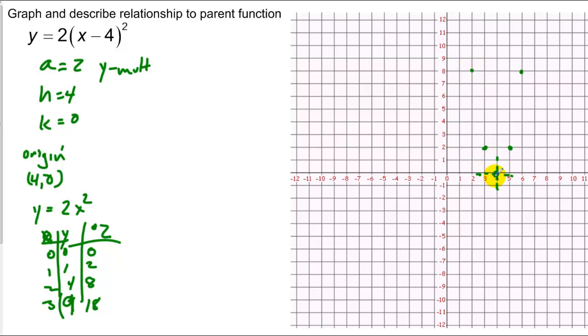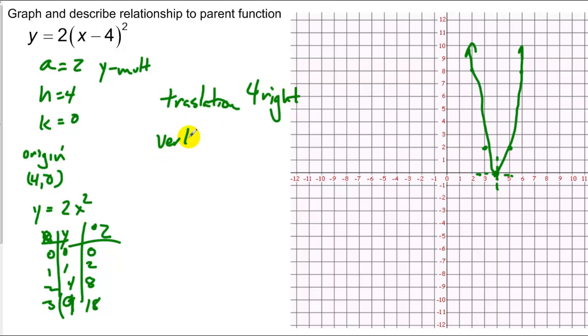So you'll see that this parabola is much narrower than our previous parabola because of this y multiplier of 2. So we say we have a translation 4 to the right and vertical stretch of factor 2. And that's how that compares to the original graph of y equals x squared.